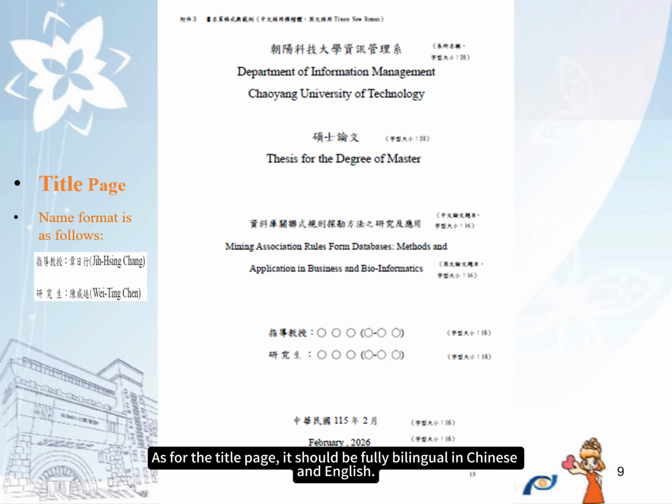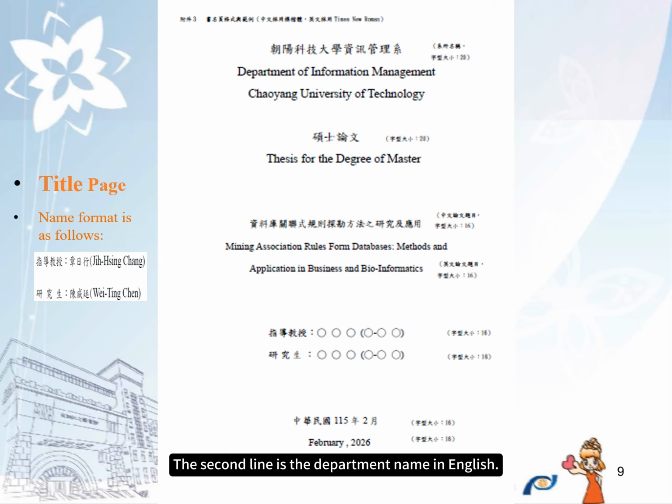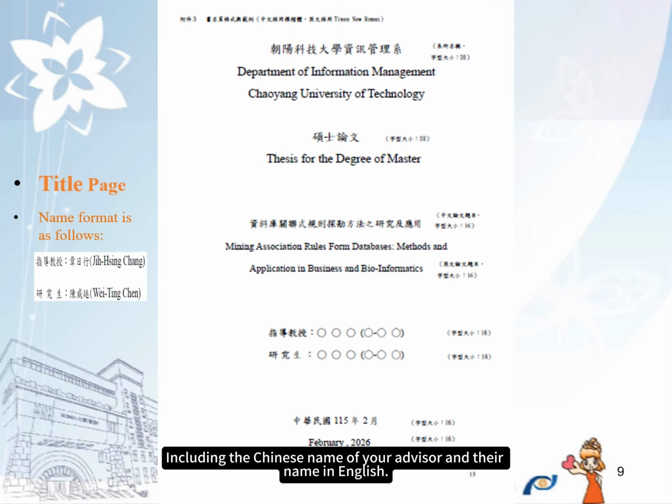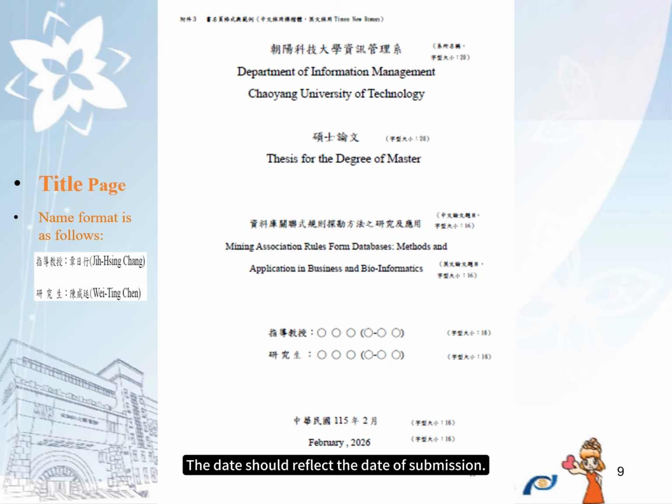As for the title page, it should be fully bilingual in Chinese and English. The first line includes the university and department name in Chinese. The second line is the department name in English. Then the English name of the university, and so on, including the Chinese name of your advisor and their name in English. For the English name format, the given name comes first, followed by a space, then the surname. The date should reflect the date of submission.